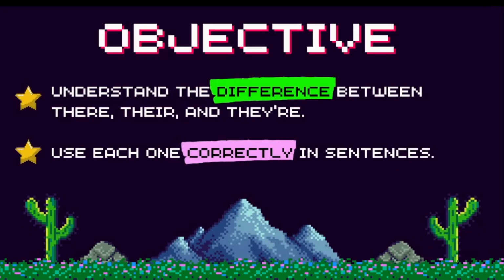Our objective today is to understand the difference between there, their, and they're, because they all sound the same, but they're spelled differently and they're used in different cases. And so we're going to learn how to use each one correctly in a sentence. Let's get started with the first there.